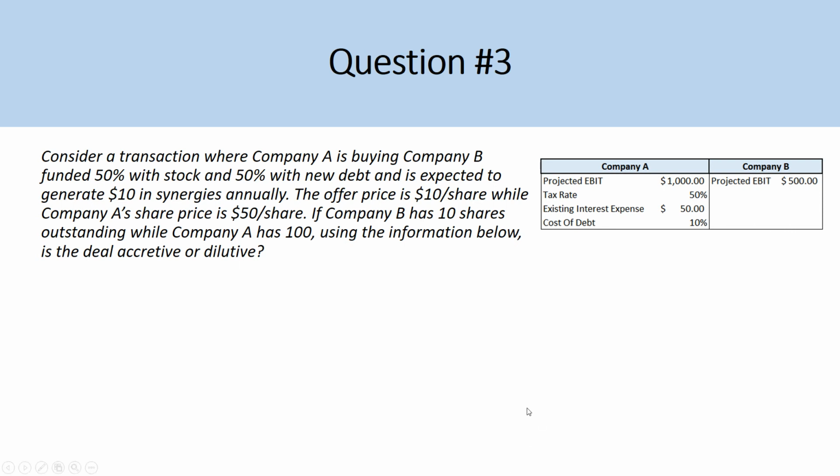So really, once again, approach it by starting out with that exchange ratio. So what is the deal valued at? What is the offer price? What is the number? What is the percentage? So if the offer price is $10 a share, while Company A's share price is $50, and it is funded 50% with stock and 50% with new debt, then again, we're going straight to calculating new shares issued. So 50% of $10 a share would be $5. So it would be 5 divided by 50 for a number of shares.